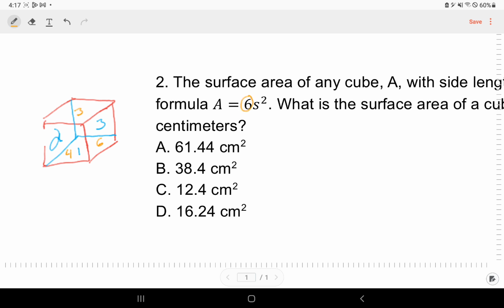Now, since it's a cube, that means these are all squares. Now, we all know my drawing is horrible, but that means this side and this side are the same length. So they're both S. And so to find the area of a square, that's side times side, which is side squared. And so that's where that part came in. So if we find the area of one square, we know the area of every square.